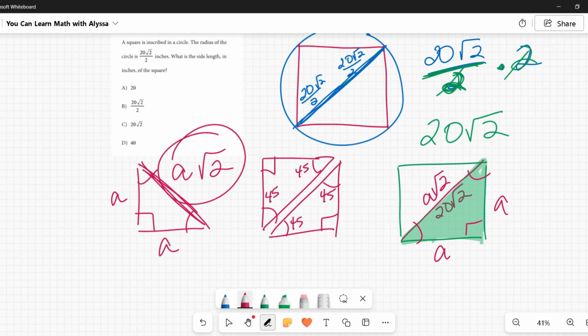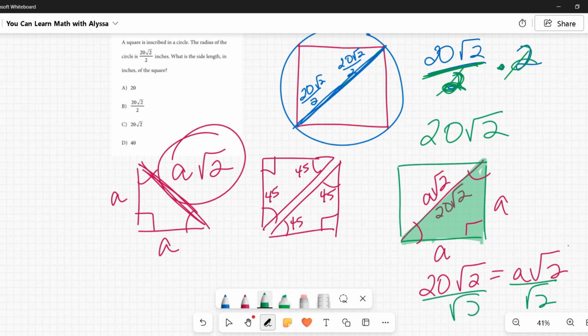So if 20 times the square root of 2 is equal to A times the square root of 2, we want to solve for A. I'm going to undo what's been done to A. I'm going to divide by the square root of 2 to get rid of it. I'm going to do that on both sides. And I am just left with, since this is 20 times the square root of 2 divided by square root of 2, they cancel out. A is 20. And that is the side length in inches of my square.